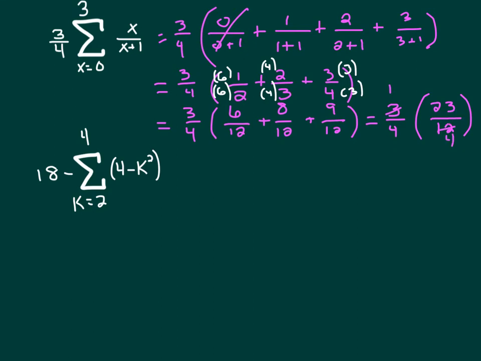So at this point, let's just multiply right across. So 1 times 23 is 23. And then over 4 times 4 is 16. So there's our answer.